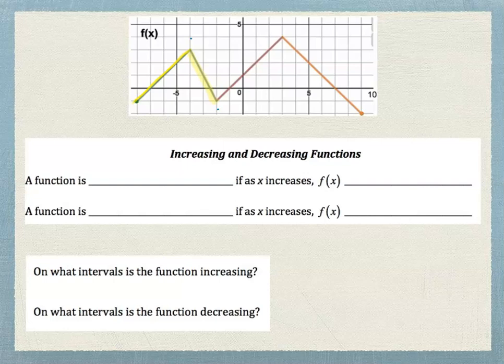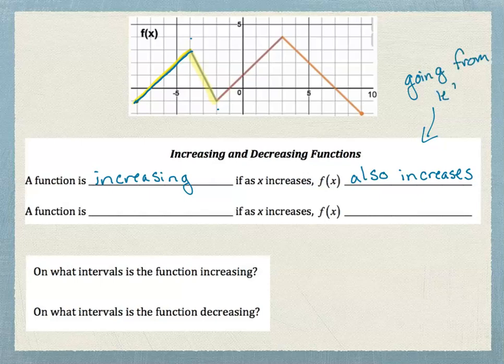We say that a function is increasing if, as x increases, f of x also increases. And f of x, remember, is describing your function value, your line. So as x gets bigger, f of x is also getting bigger. And this is important to note that it is going from left to right. So much depends on your view. We are always viewing the graph from left to right.